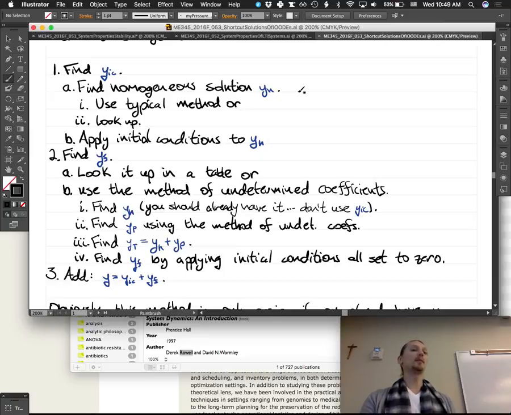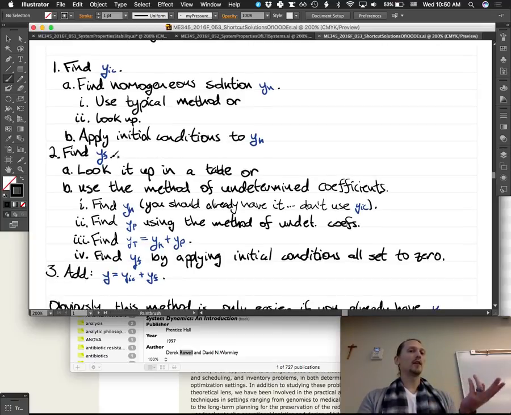We can either use a typical method of finding the homogeneous solution, which is pretty straightforward, characteristic equation, et cetera, or we can look it up, because maybe it's a first or second order system, and chapter 9's got it in there on page whatever. Okay, so those are our options. And then we apply the initial conditions that we have to y homogeneous.